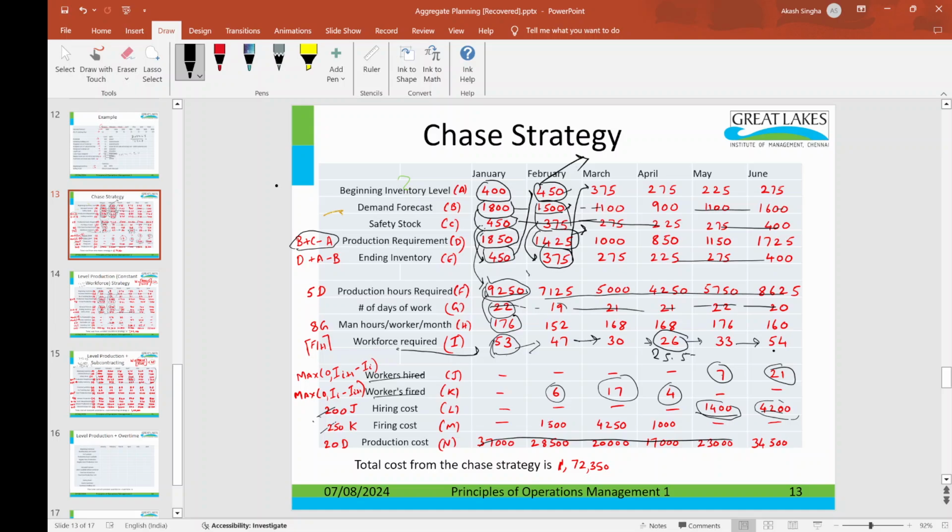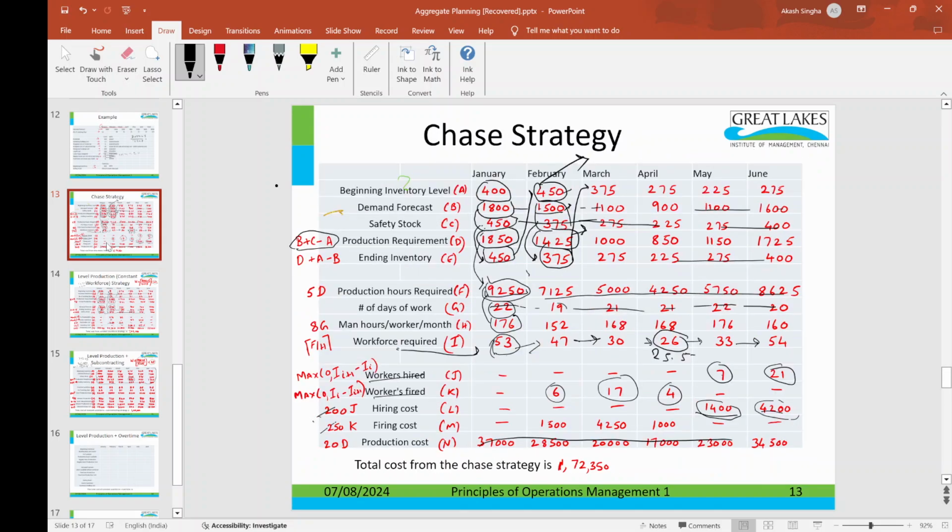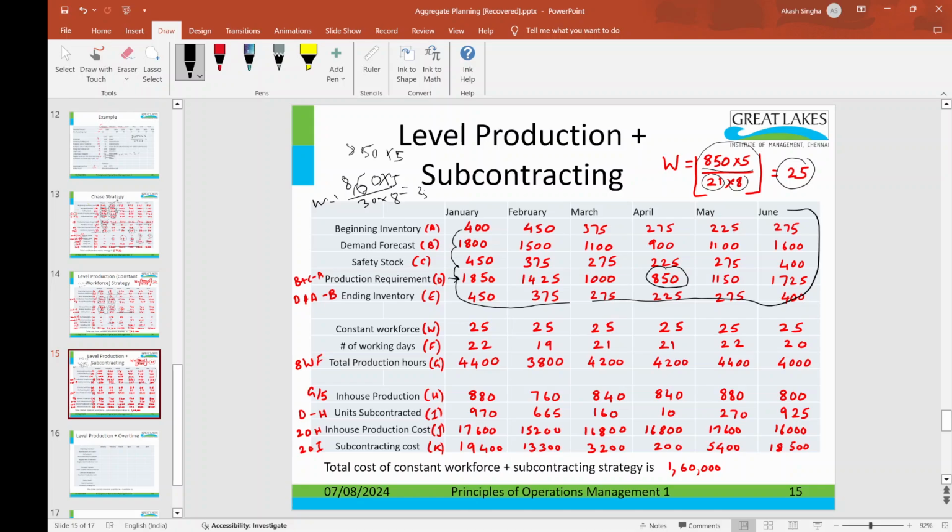So in case of chase, you have to take the upper ceiling so that there is not too much excess, like there is more work and no workforce. And for level production, you have to lower it down. So here, if these are 53 point something, we will take 52. Like that, you have to do for all of the numbers and check what is the lowest. And for that, take the workforce for all months.